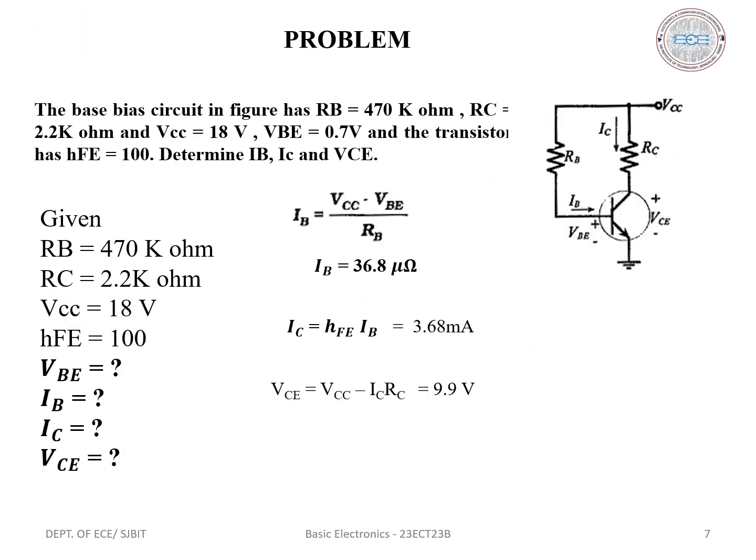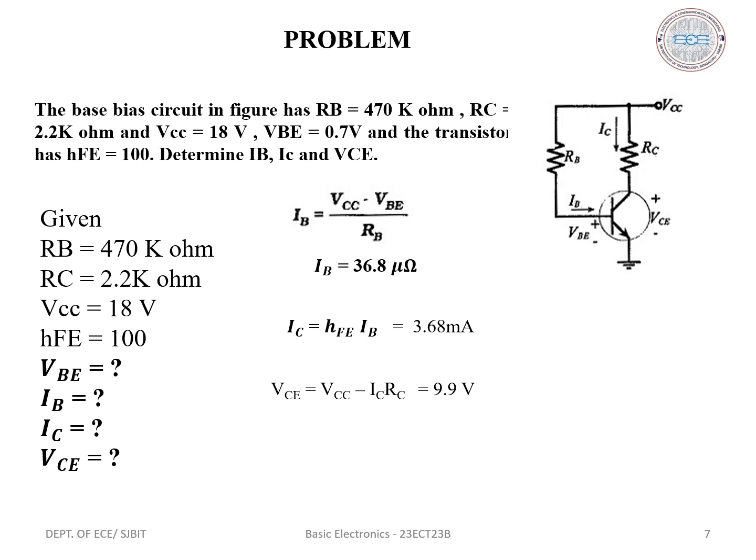So this is the problem we have taken here. In this problem, the base bias circuit in the figure has RB equals 470 kilo ohm, RC equals 2.2 kilo ohm and VCC equals 18 volts. VBE equals 0.7 volts and the transistor has HFE equals 100. So we have to determine IB, IC and VCE.